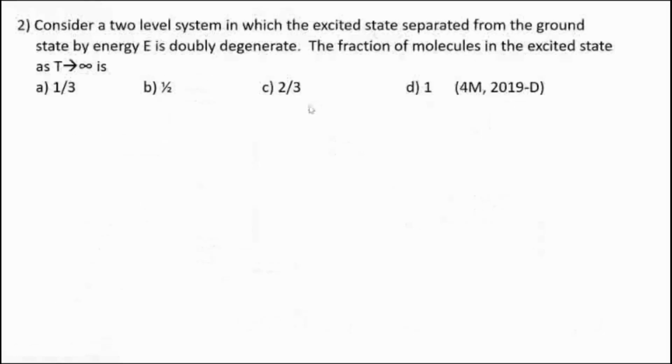Problem number 2. This problem was also asked in 2019 December. It's a 4-mark question. I'll read the question. Just listen carefully. Consider a 2-level system in which the excited state separated from the ground state by energy E is doubly degenerate. So what is given here? It's a two-level system. The excited state is separated from the ground state by an energy E.